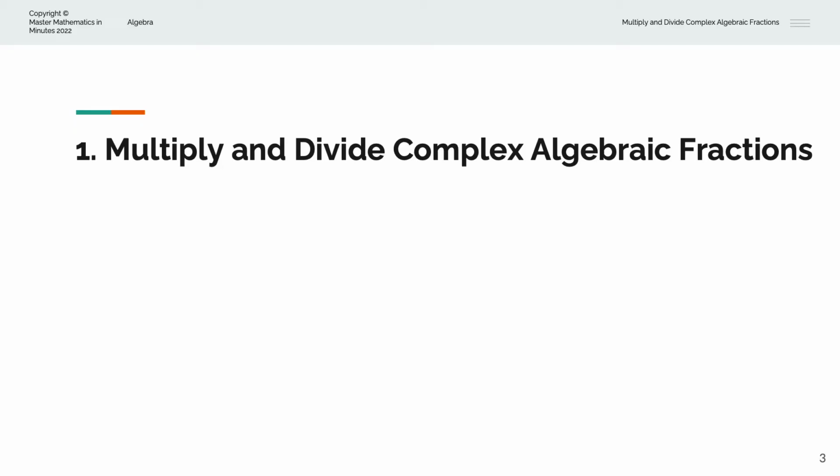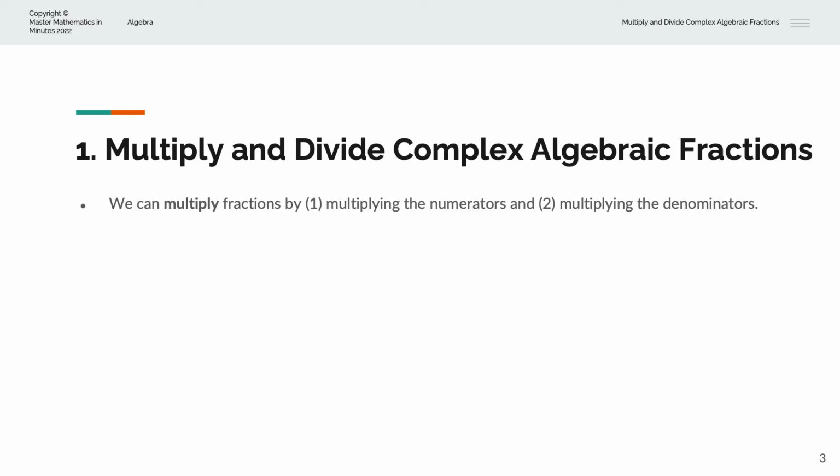So, how do we multiply and divide complex algebraic fractions? We can multiply fractions by multiplying the numerators and multiplying the denominators. For the first fraction, a plus b over c plus d, multiplied by the second fraction, which is e plus f over g plus h, we'll multiply the numerator, which is a plus b into e plus f, over the denominator, which is c plus d multiplied by g plus h.